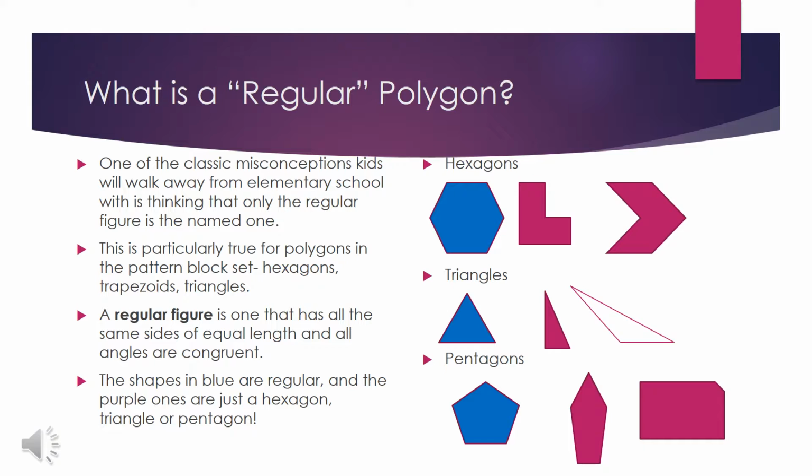So we need to make sure that students see lots of variations of hexagons, of all shapes that we name. Even quadrilaterals are not just rectangles or squares or even just trapezoids and rhombi. They come in all different shapes and variations.